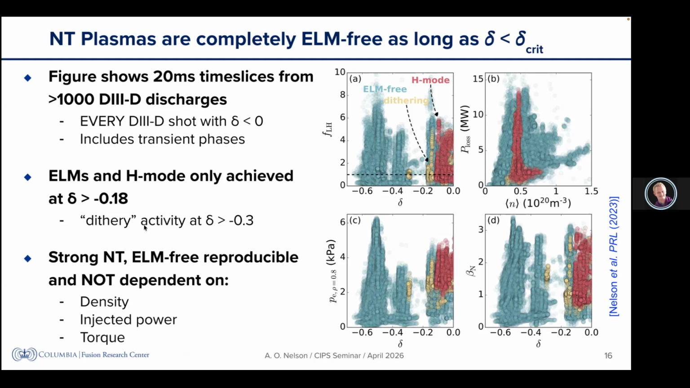It's a super robust phenomenon. Over 1,000 discharges, we're unable to ever trigger an ELM if the triangularity is large enough, which is really reproducible and really robust. So that's one of the unique things about negative triangularity compared to these other ELM-free regimes.